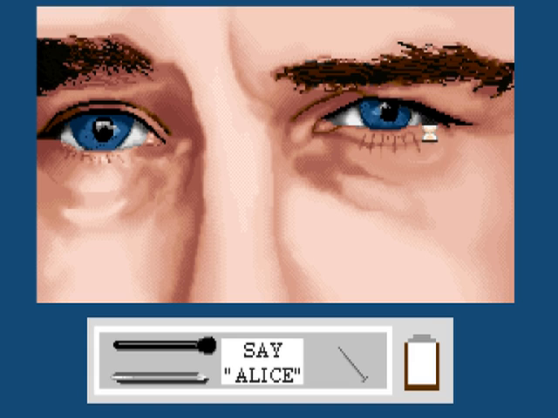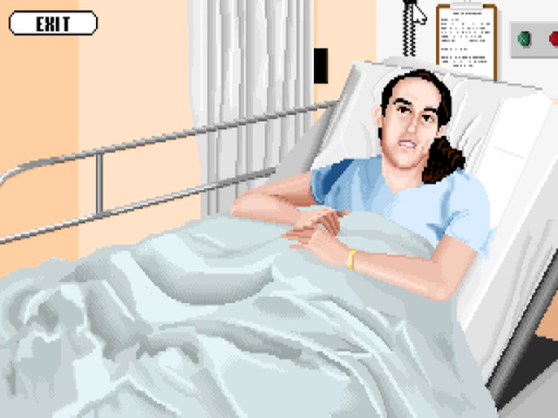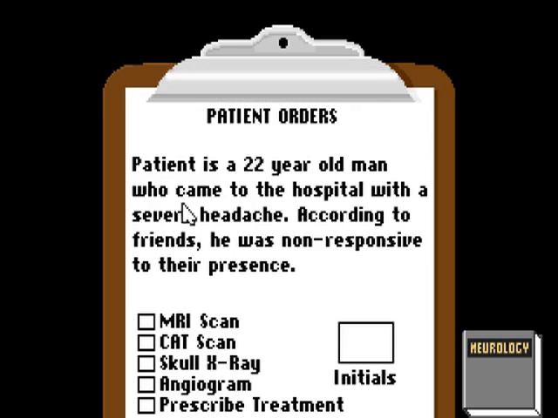Let's try one more time. This guy does not have any faith in us whatsoever. Let's take a look at him. You know what? Let's be a good doctor and read the thing first. Patient is a 22-year-old man who came to the hospital with a severe headache. According to friends, he was non-responsive to their presence. So severe headache, and he was unresponsive.